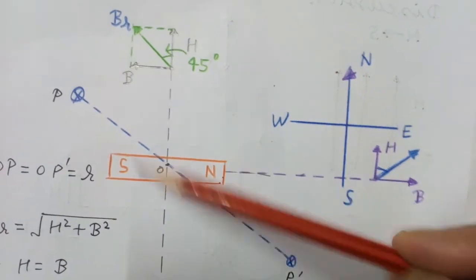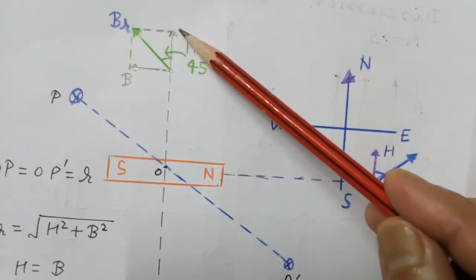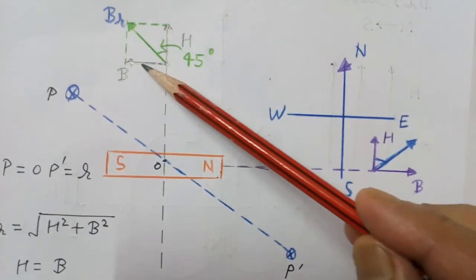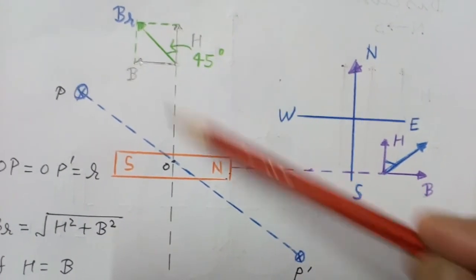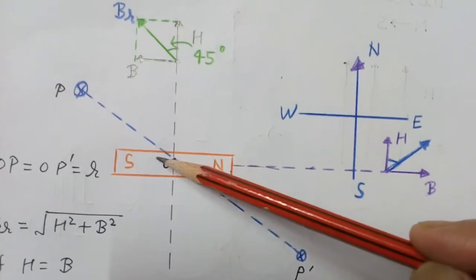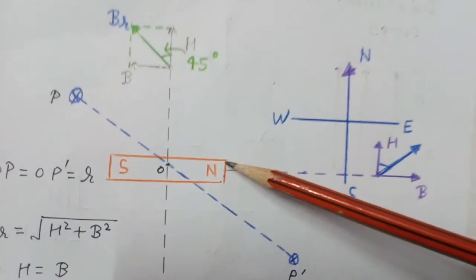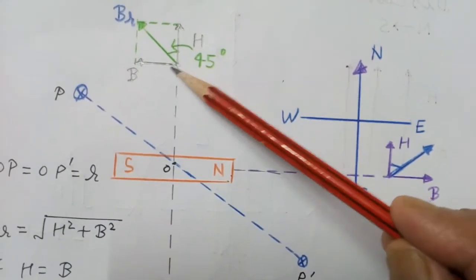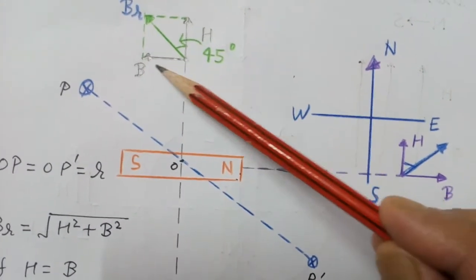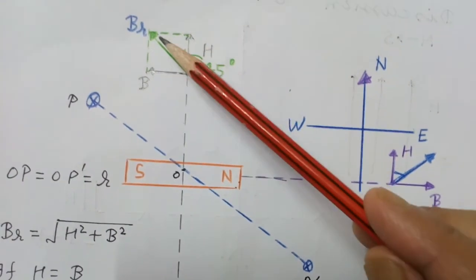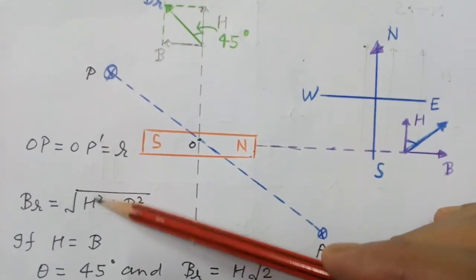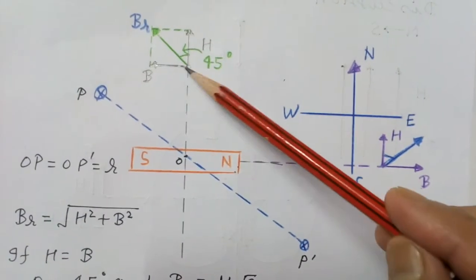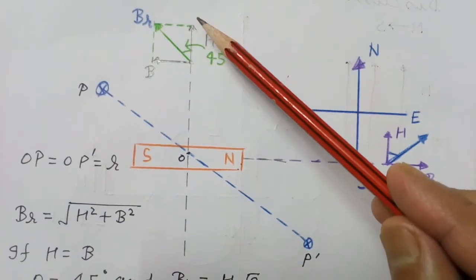This is B due to magnet and this is H due to horizontal component of Earth's magnetic field. So they are equal and they are at 90 degree, because when you draw field lines, they originate from north pole and terminate at south pole. So in equatorial position, direction is parallel to magnet. So this is resultant magnetic field BR, which is equal to under root H square plus B square, and this BR makes 45 degree angle with the north direction.